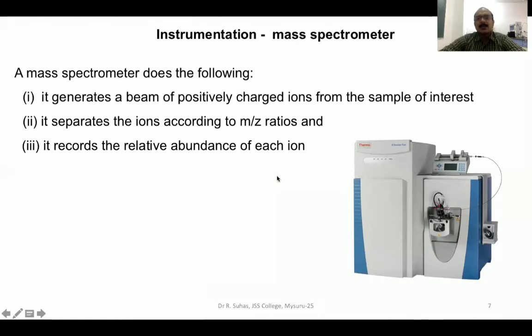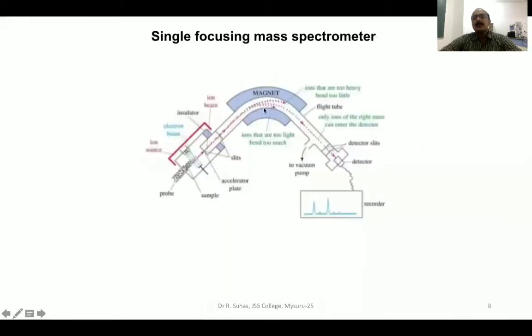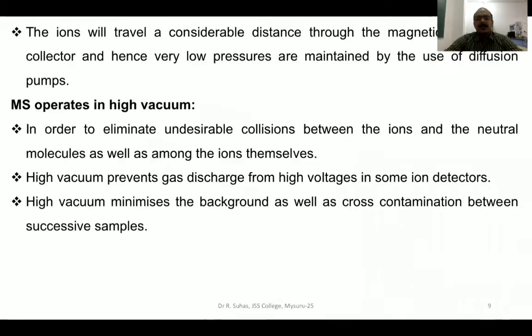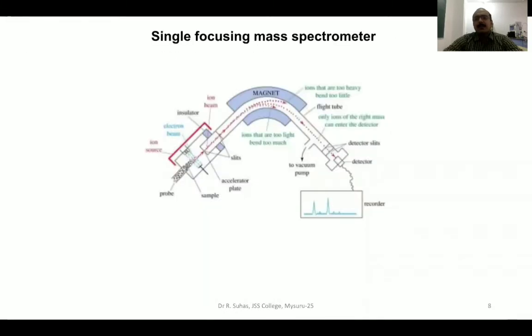Coming back to instrumentation, the mass spectrometer, as I said, does mainly the following three things. In mass spectrometry, there are mainly two different types. One is the single focusing mass spectrometer. The other one is the double focusing mass spectrometer. Before the arrival of the double focusing mass spectrometer, scientists were using only the single focusing mass spectrometer, in the sense that they had only one analyzer, that is the magnetic analyzer.